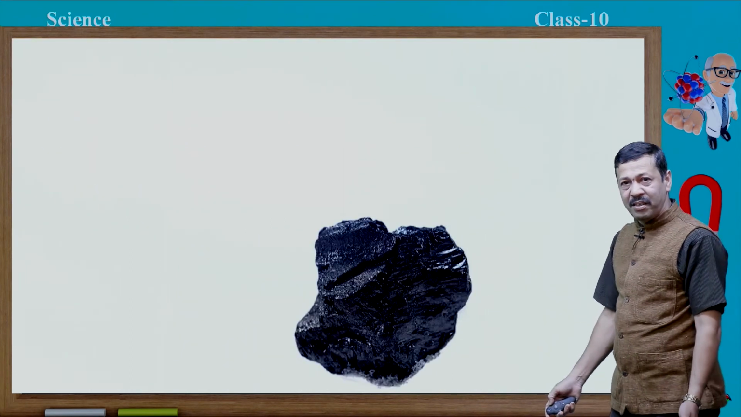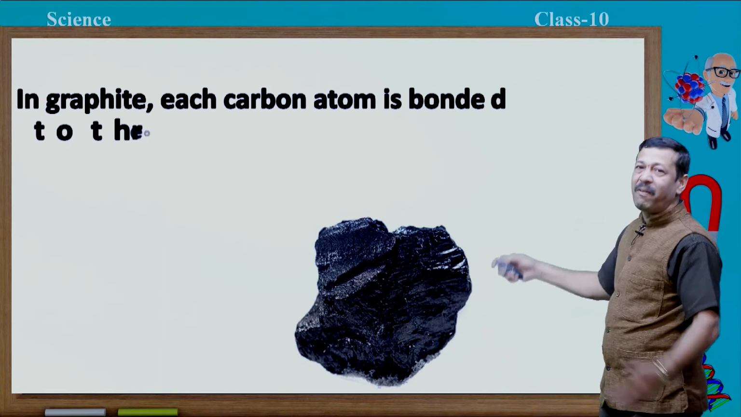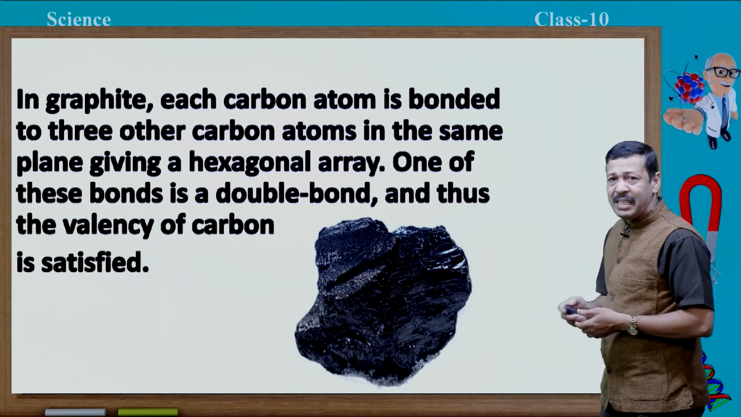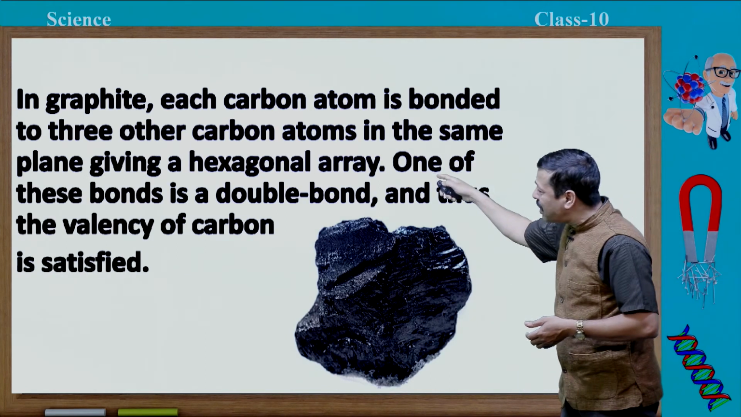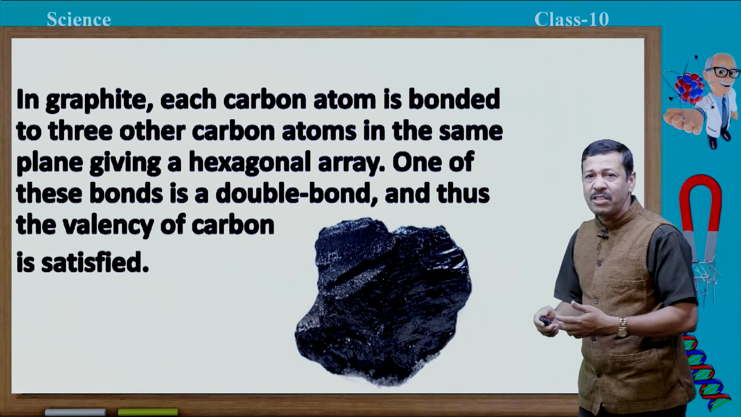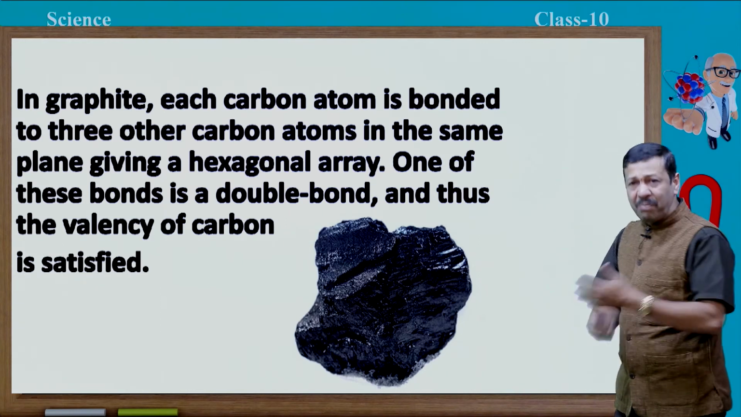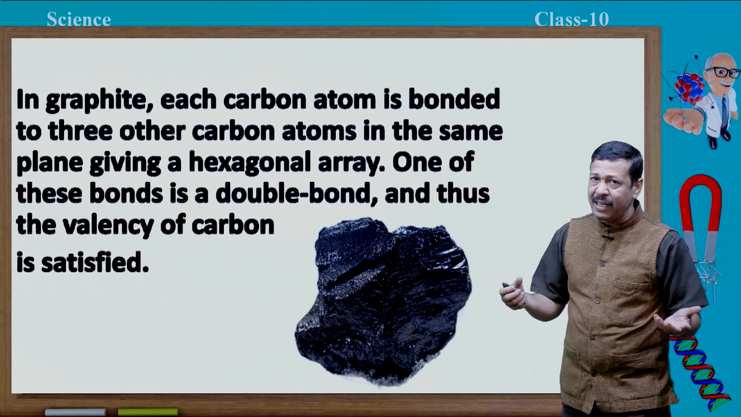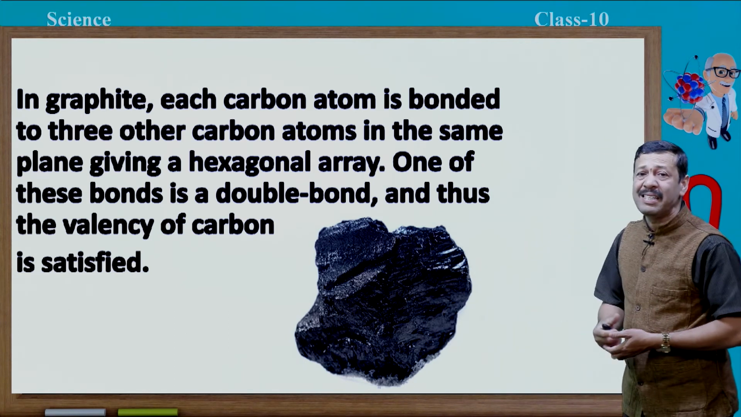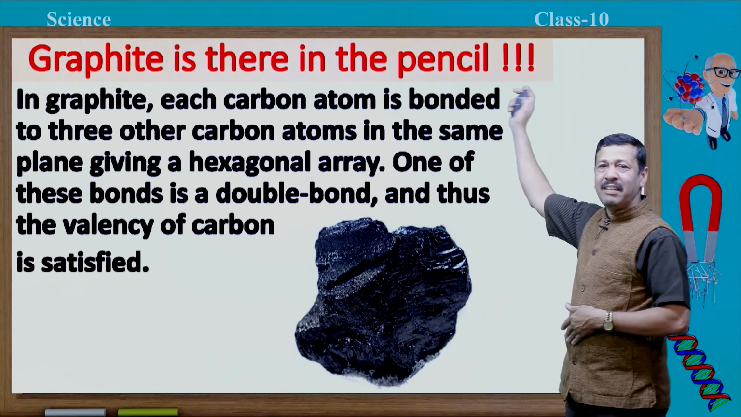Do you know this? You have this one in your pencil. That is graphite. In graphite, each atom is bonded to 3 other carbon atoms in the same plane, giving rise to a hexagonal array. One of these bonds is deemed to be a double bond, and thus the valency of carbon is satisfied. This is found in your pencil.